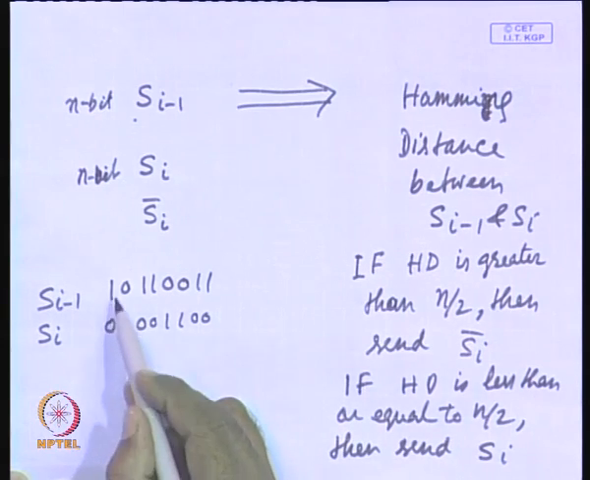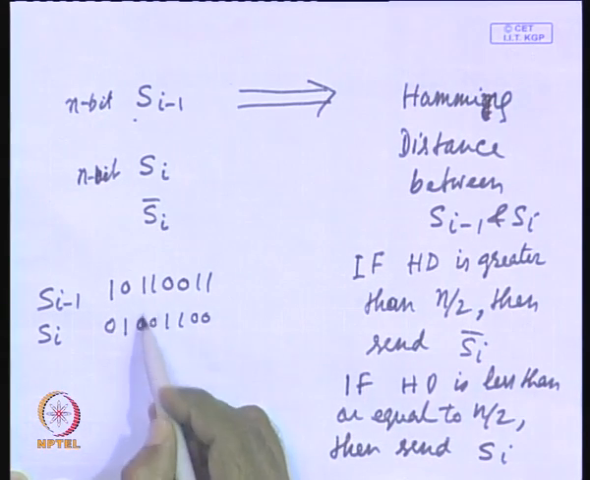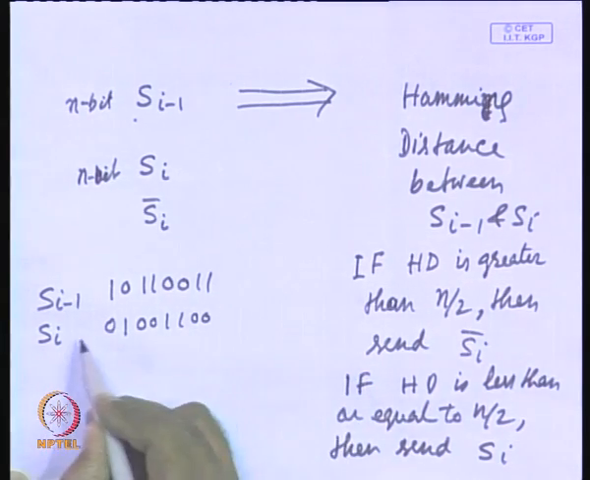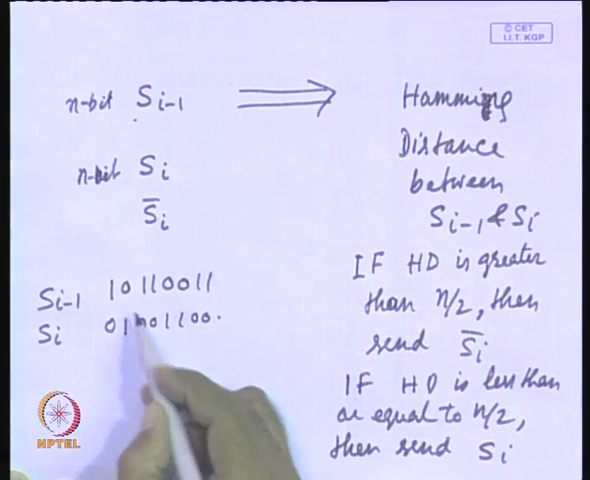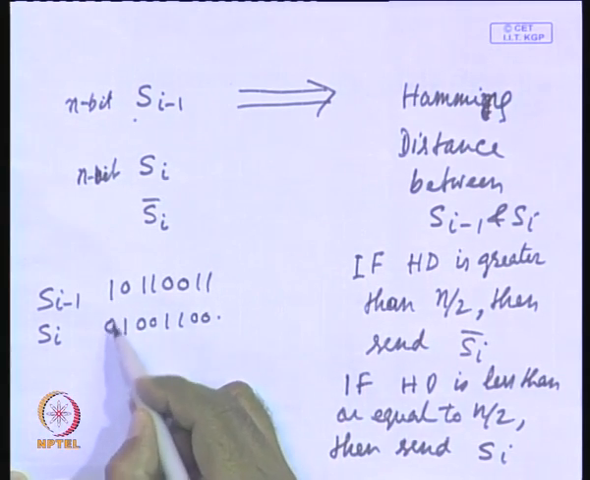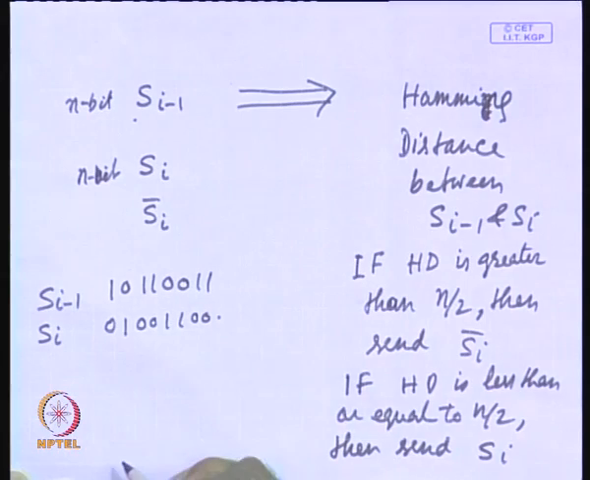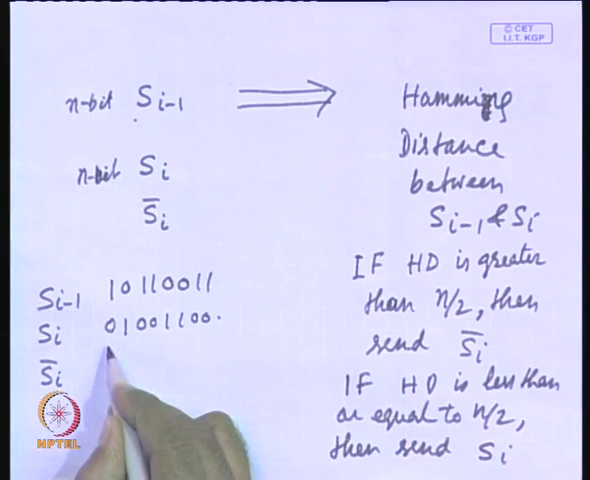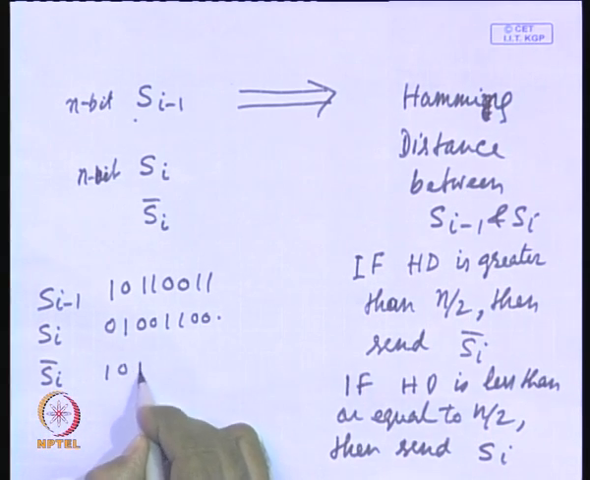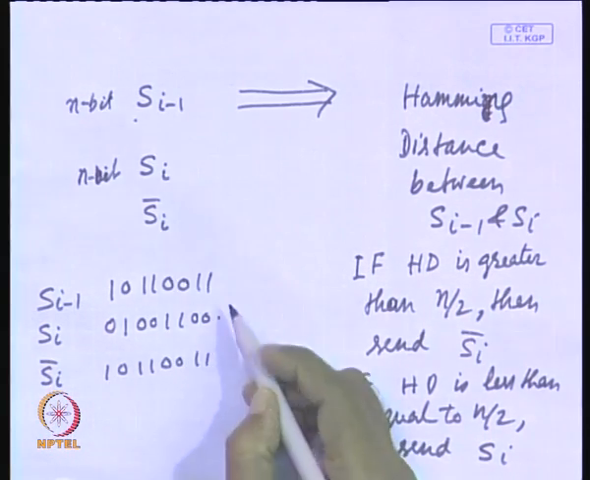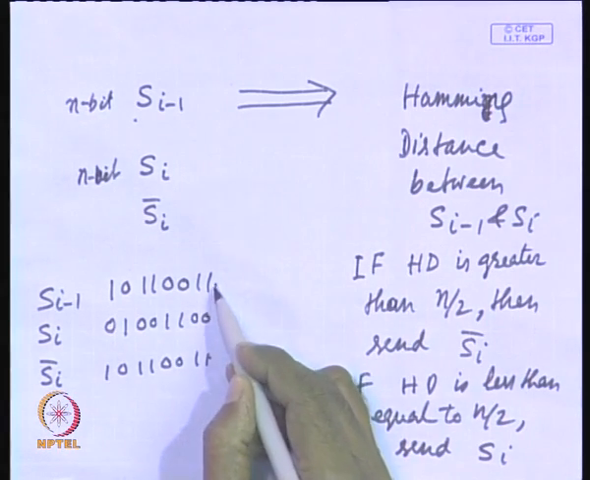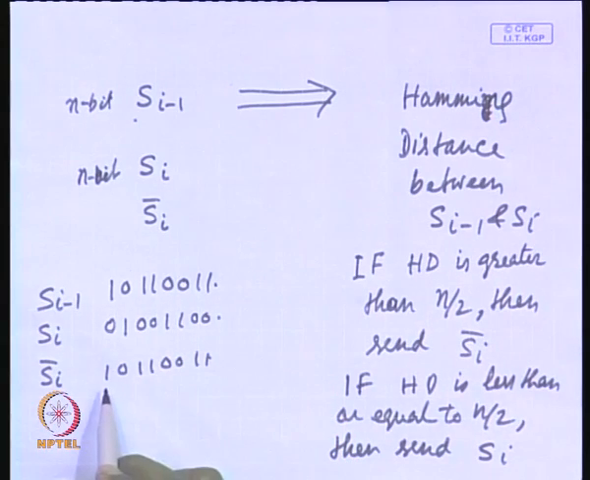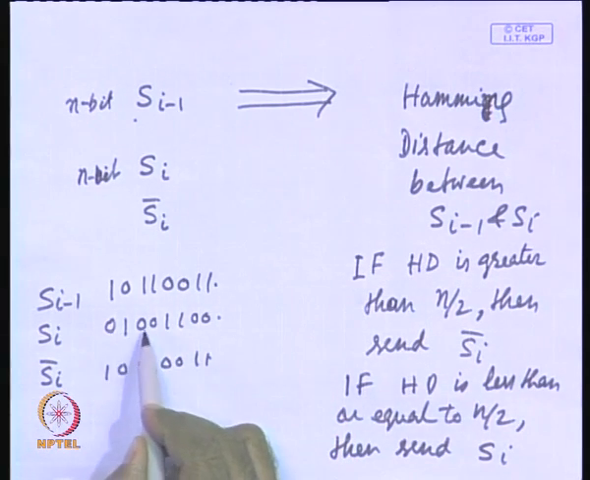So, in this case what is the Hamming distance? 1 2 3 4 5 and 6. So, Hamming distance is 6. That means, if you send this one, after this what will happen? Number of bit transitions on the bus will be 1 2 3 4 5 and 6. So, it is more profitable to send Si bar, and the Si bar is 1 0 1 1 0 0 1 1. So, in such a case the Hamming distance between this one and Si bar is, you can see, it is becoming same, no, 0 1 0 0.